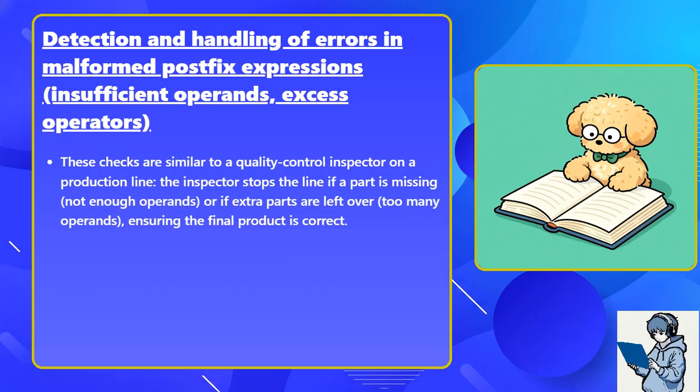These checks are similar to a quality control inspector on a production line. The inspector stops the line if a part is missing, not enough operands, or if extra parts are left over, too many operands, ensuring the final product is correct.